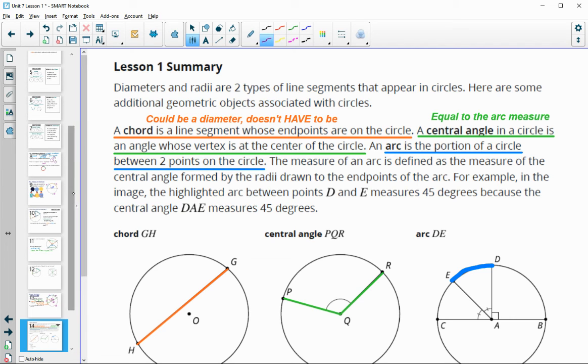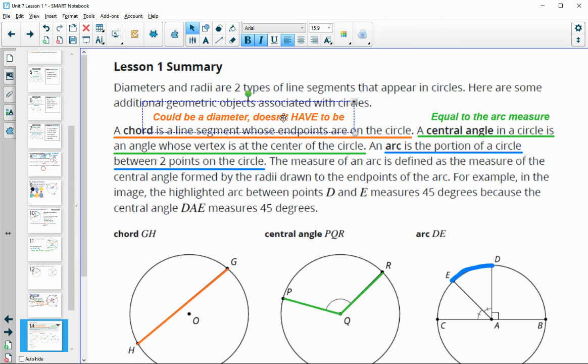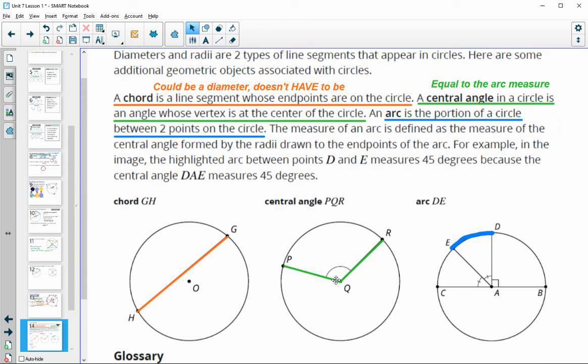All right, so lesson summary, you can highlight a few things in here. We learned a few definitions. We learned what a chord is, that it's a line segment whose endpoints are on the circle. I also added in here that it could be a diameter, but it doesn't have to be. You do not have to have it be a diameter, but it can be if it goes through the center. A central angle in a circle is an angle whose vertex is at the center. I've highlighted that green down here as well. So the vertex has to be the center.